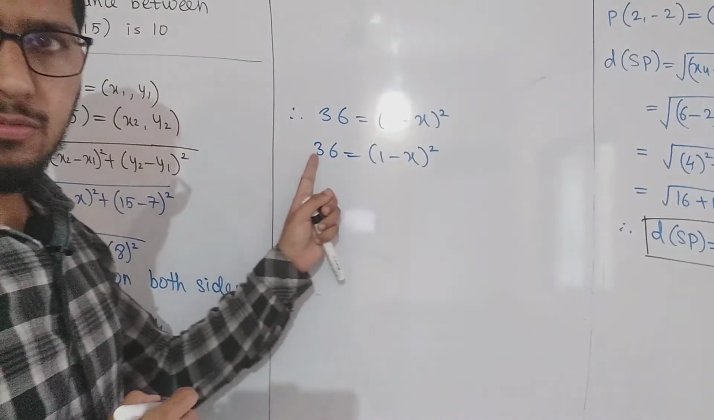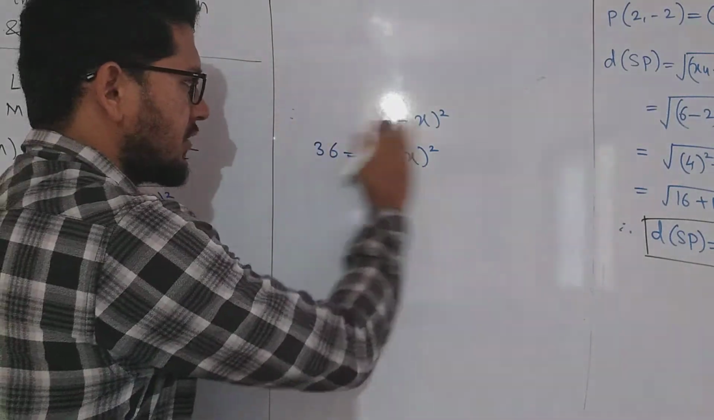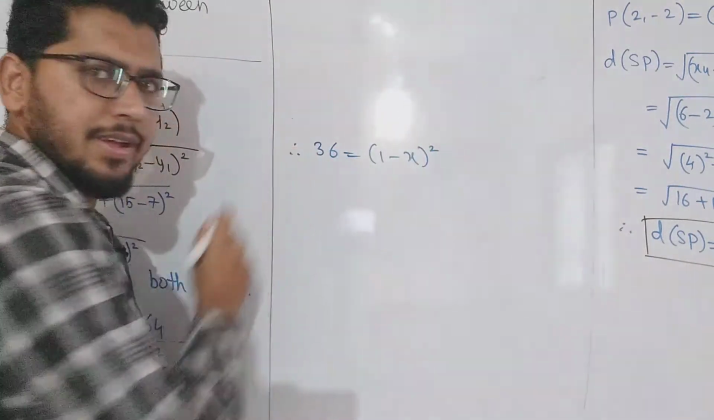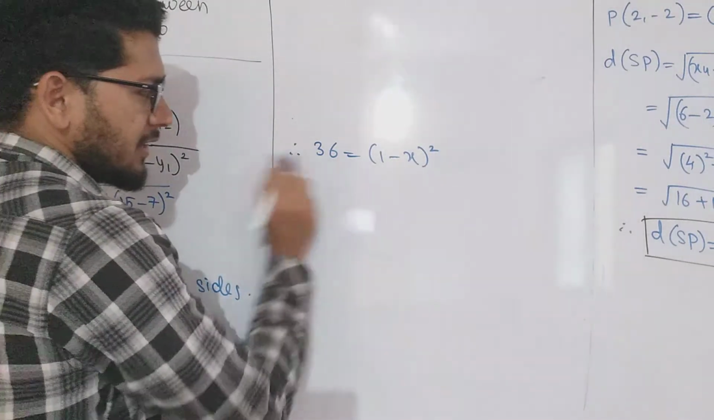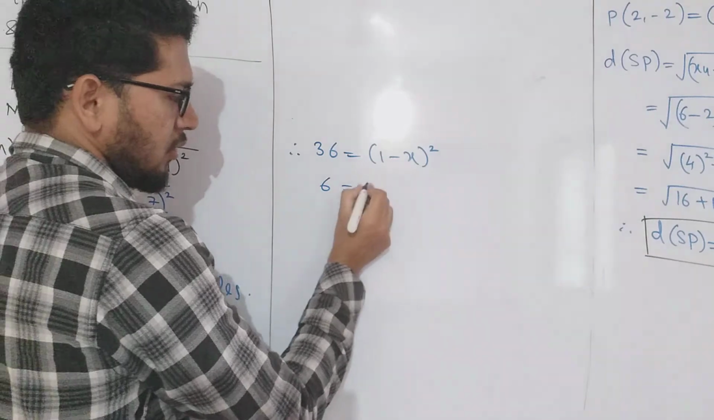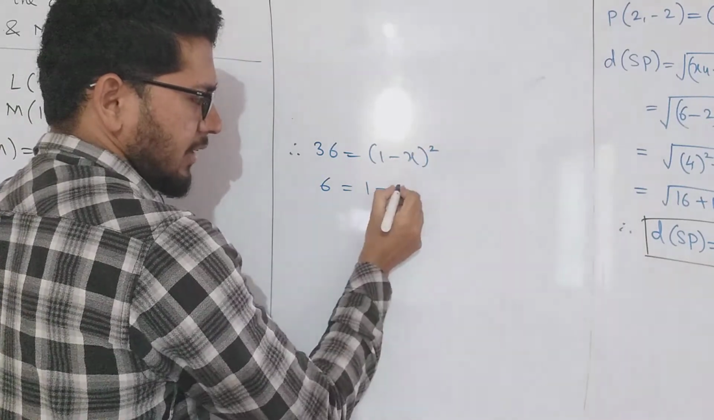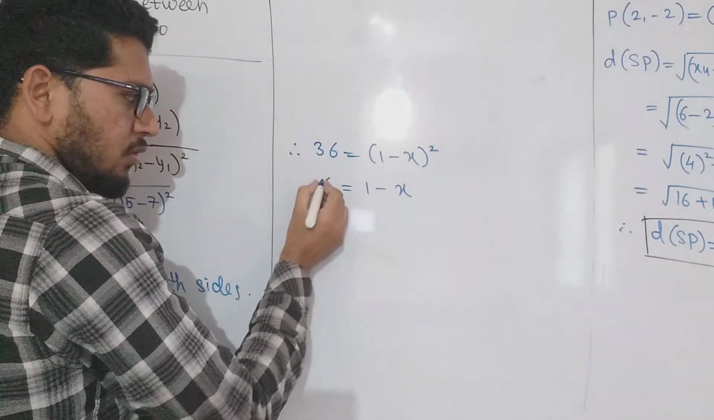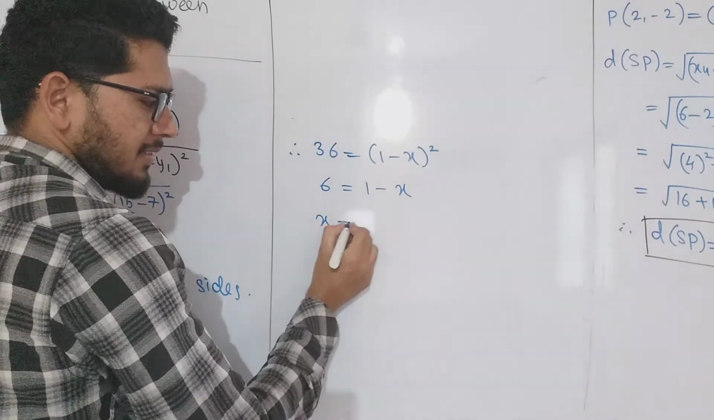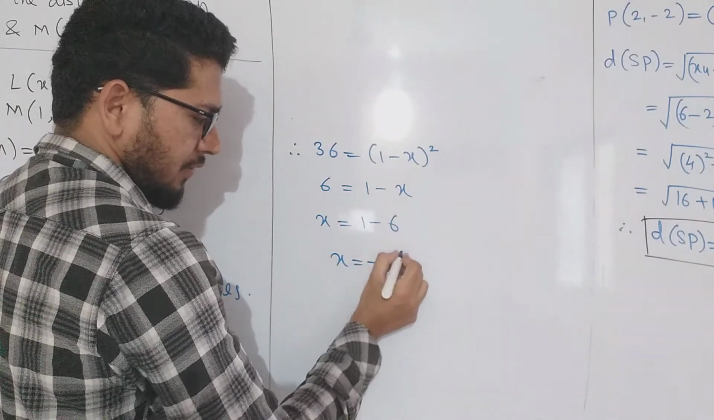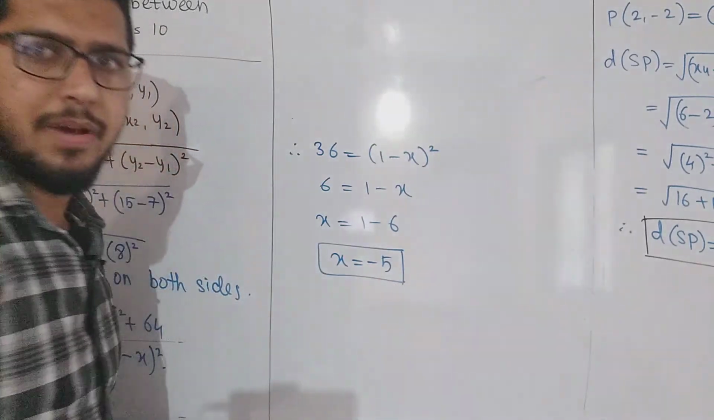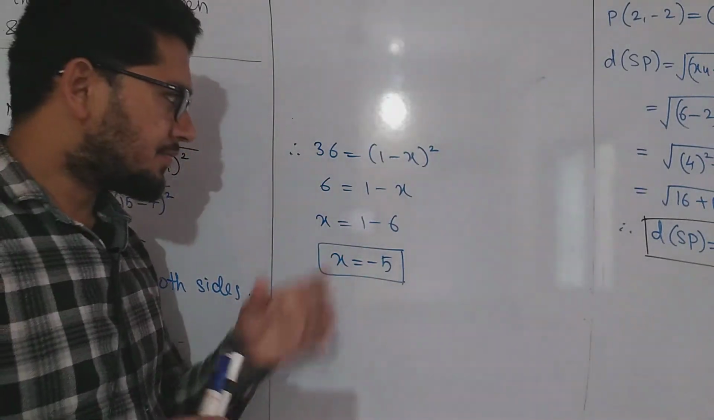Now I will take the square root on both the sides of this. Okay, 36 equal to (1 minus x) whole square. After taking square root, the square root of 36 is 6, is equal to 1 minus x, same, its square root will remain. Then this x will go to this side, minus x will become plus x, equal to 1 minus 6, therefore x equals minus 5. 1 minus 6 is minus 5. Did you understand what we did?